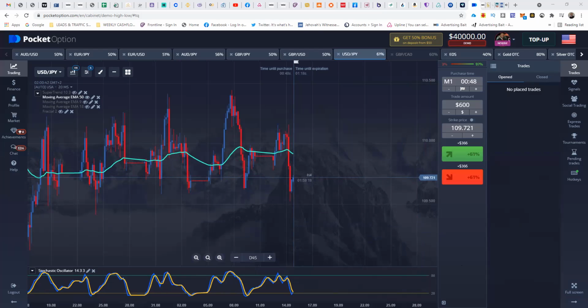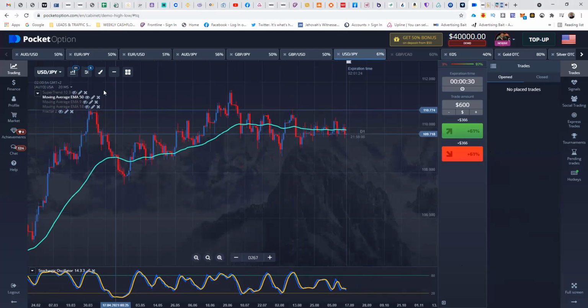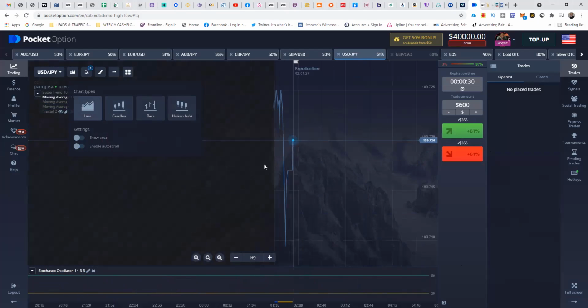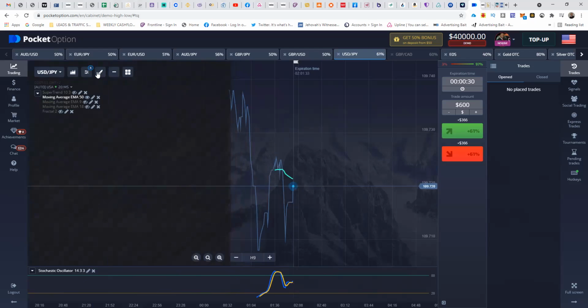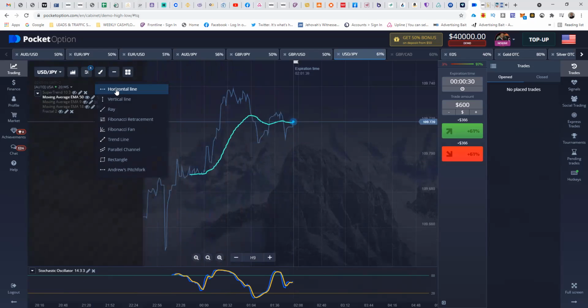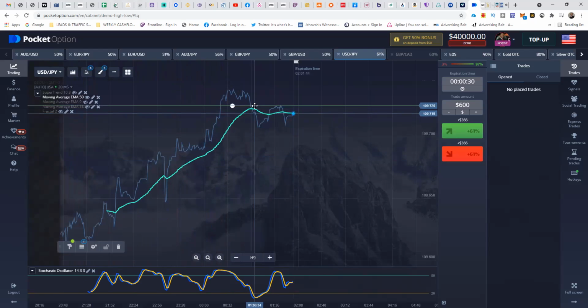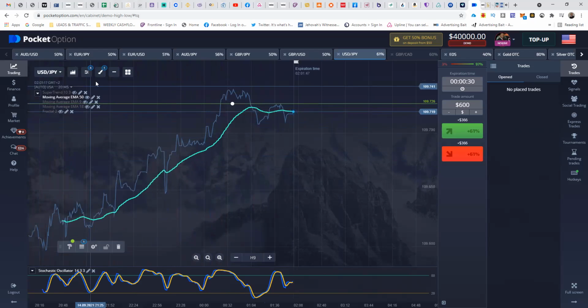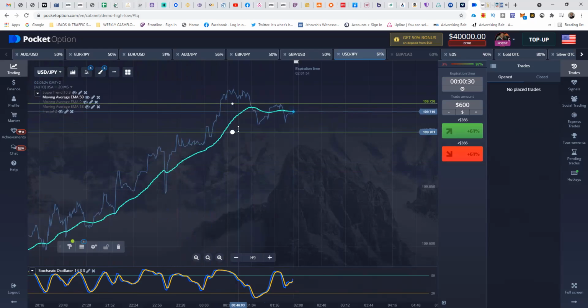So what we're going to do is a trade on USD JPY. We're going to start on the daily time frame, and I want to see if I can switch to the line chart. I'm going to use the horizontal lines to mark up the most recent high and the most recent low. This is the most recent high here, and we've got the most recent low down here.